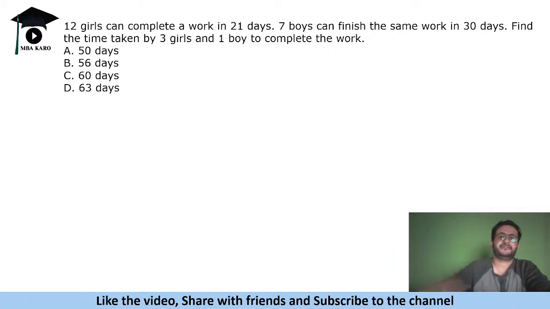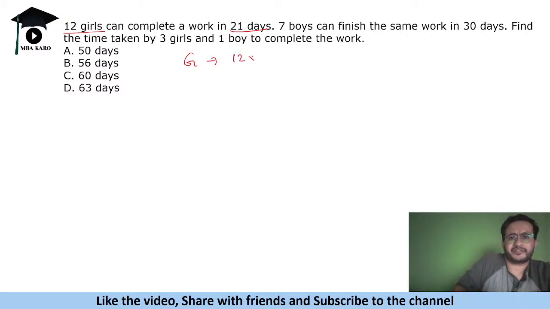So when we have two different kinds of workforce, we equate the work, right? In terms of boys, or if you talk about girls. So it says that there are 12 girls and they are completing a work in 21 days. So if we look from the girls' perspective, it is 12 into 21, that is 252 girl days. Okay, 7 boys, 30 days. So if I look from the perspective of boys, it is 7 into 30, that is 210 boy days.